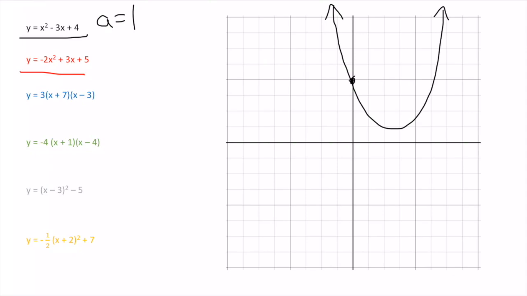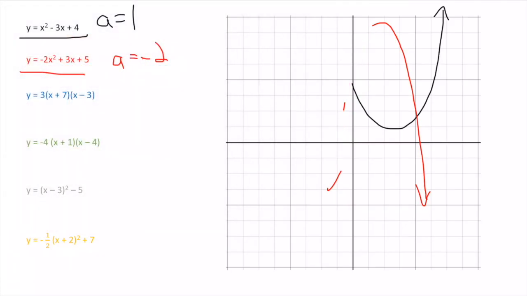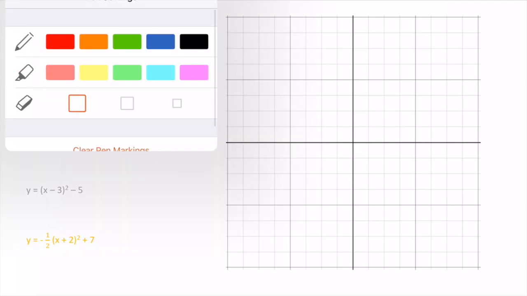So for the red one here, my y-intercept is 5, and because a is -2, I know that it's going to be skinnier than this first example, and that it's opening down. So if I were to sketch that, it's noticeably skinnier, and it opens down. I'll clear those just so it's easier to see.